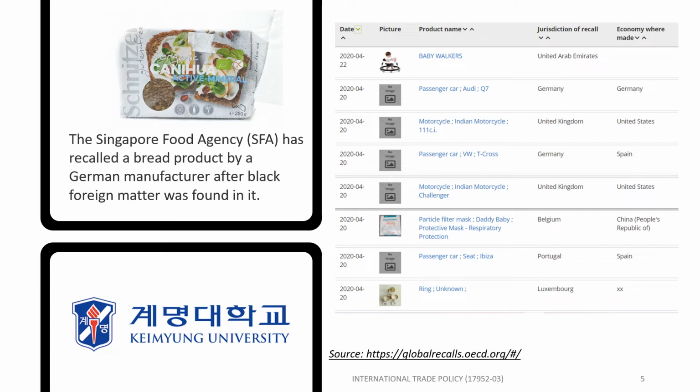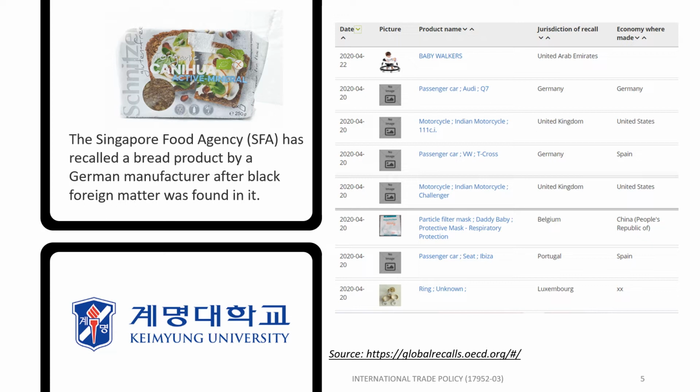In addition, you could see here another example. Here is the company or the economy where the product was made, for example the United States, and the recall happened in the United Kingdom. Another example is the passenger car, the SEAT. The brand name is Ibiza.